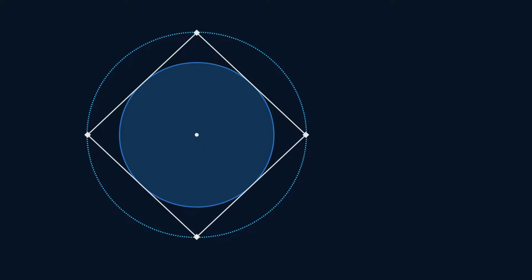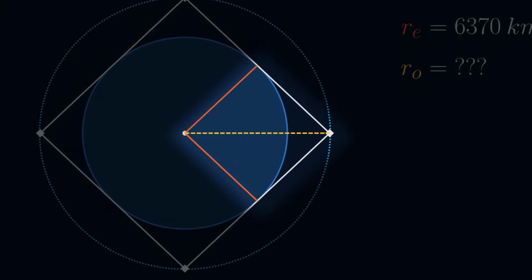The inscribed circle is, of course, Earth, which has a radius of 6,370 kilometers, which I will call R sub E. The circumscribed circle is the orbit of the satellites and has a radius of R sub O. Now, as I said, we know that the radius of this inscribed circle is equal to the radius of the Earth, but we do not know the radius of the circumscribed circle. Fortunately, we can find this orbital radius with a little geometry and trig. Let's take a closer look at this section here.